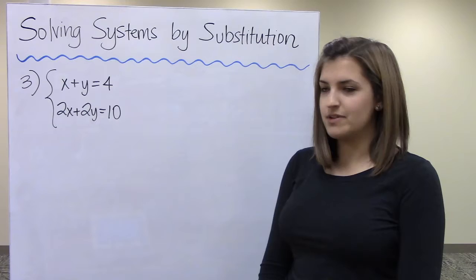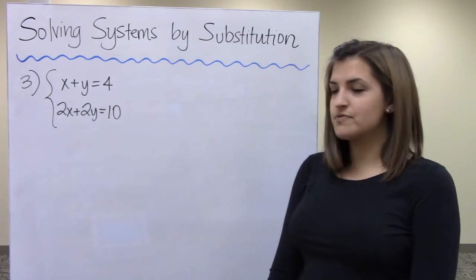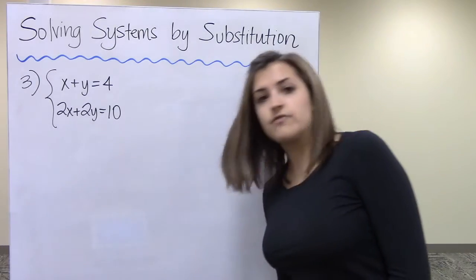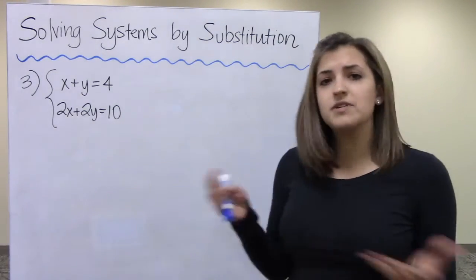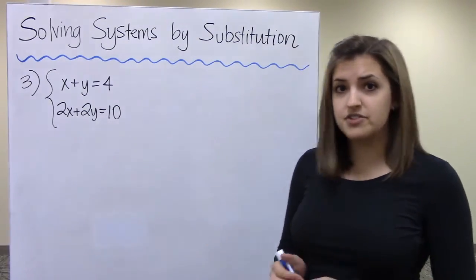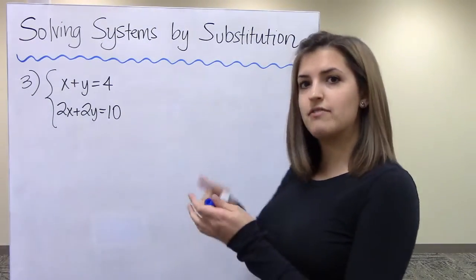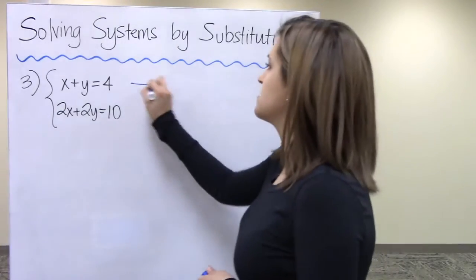All right, our third example. So we have x plus y equals 4 and 2x plus 2y equals 10. So let's solve for one of our variables. And we don't always have to solve for y. I know we've been doing that for the last two problems, but we can solve for x here. So let's take this first equation and solve x in terms of y. So we'll take this over here.